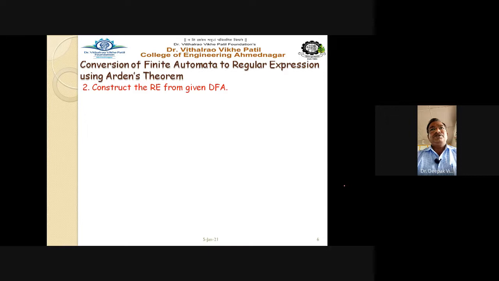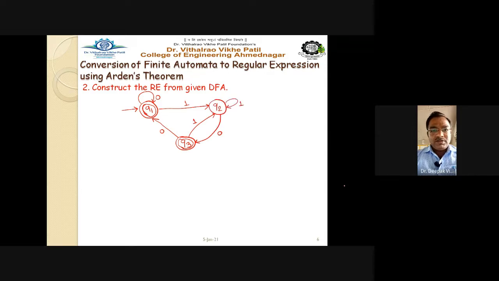Construct the regular expression from the given DFA. Now see here, the example is the same. The only thing is that Q1 was the final state in the previous example, and now Q3 is also marked as a final state here.